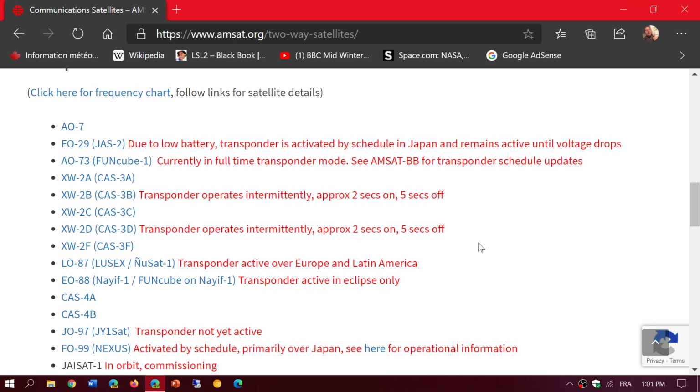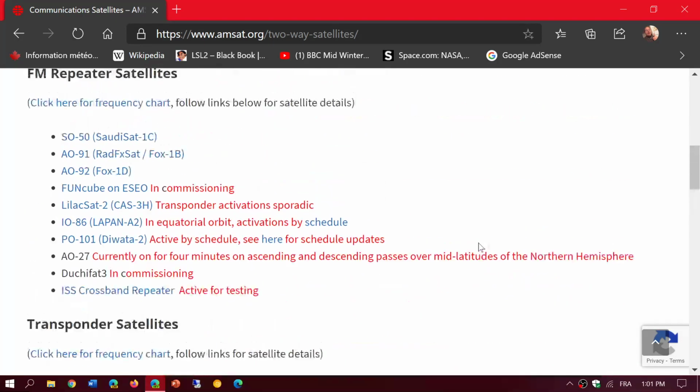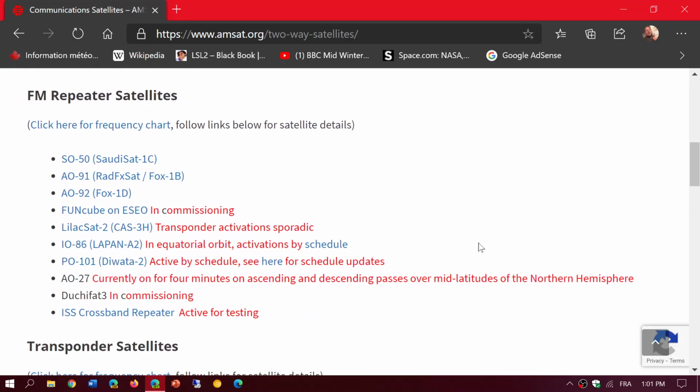I wanted to also share this page mostly because I wanted to share the FM repeater satellites. The FM repeater satellites are cool because they have one major positive thing for anybody that has a basic scanner, is that a basic scanner with FM mode is enough to receive them. So you don't need any special equipment.